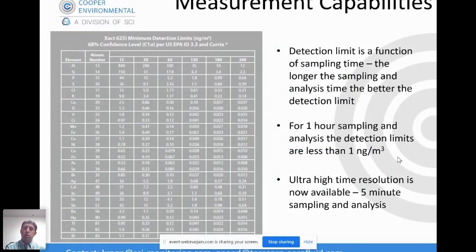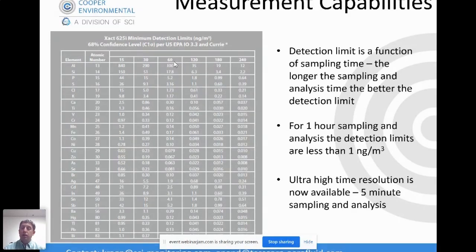This slide shows some of the detection limits of the instrument. What you'll see on the left-hand column over here, if you can see my cursor, is the element, and then the detection limit in nanograms per cubic meter. The detection limit is a function of the sampling and analysis time, and we have various different sampling and analysis times available. Anything from, well, actually we go down as low as 5 minutes now, but on the table here we have listed 15 minutes, 30 minutes, 60 minutes, all the way on up to 4 hours.